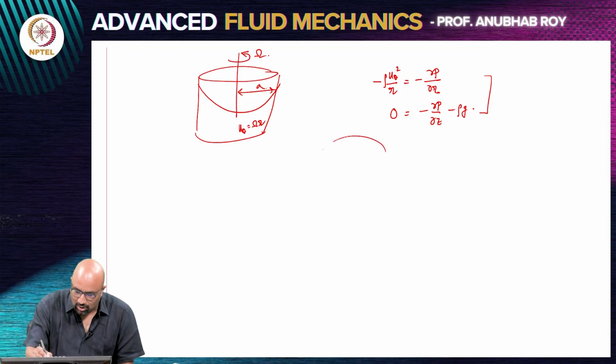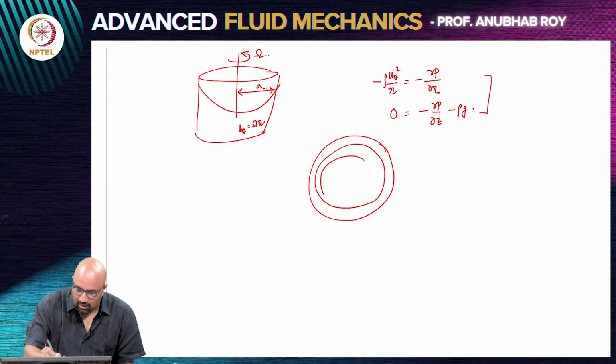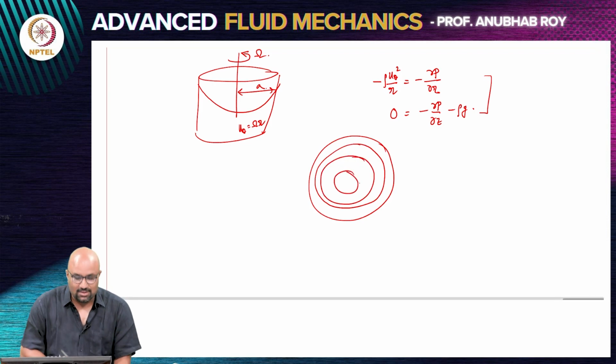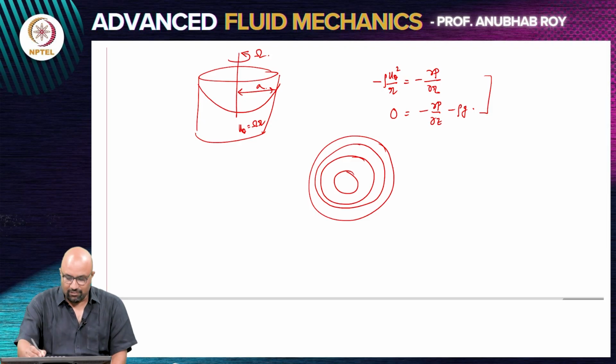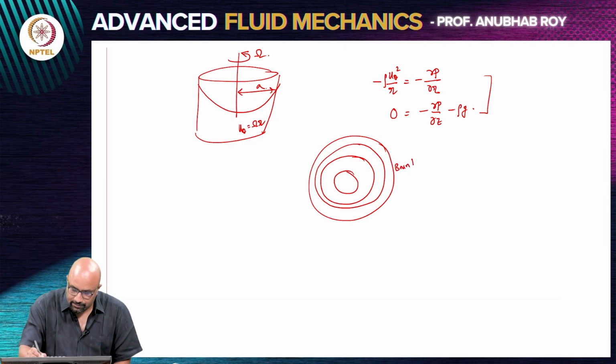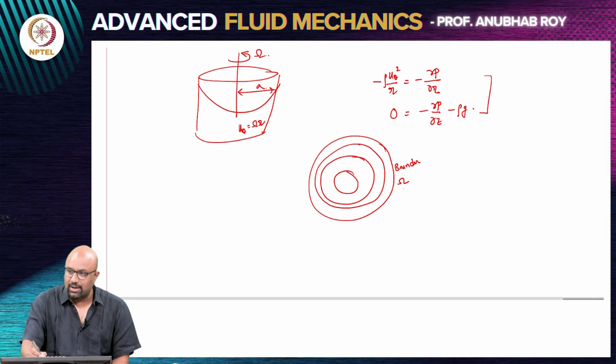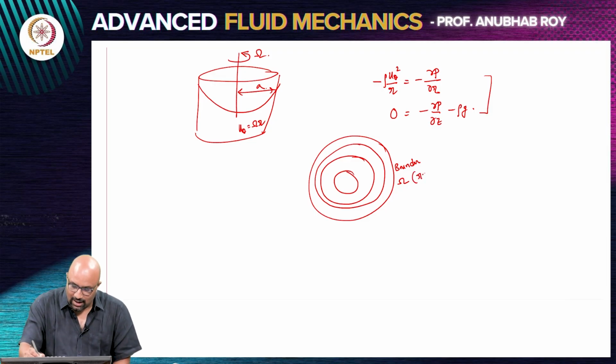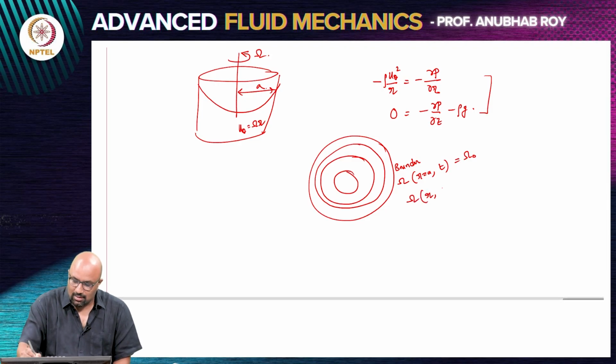So if I look at the top view, now instead of stack of books, you can think of it as concentric rings. So if this is the boundary, it is rotating with an angular velocity omega, which I have turned on at time t equals 0. So omega at r equals a for any non-zero time is, let's say, omega naught. Omega inside the fluid for t equals 0 is 0.